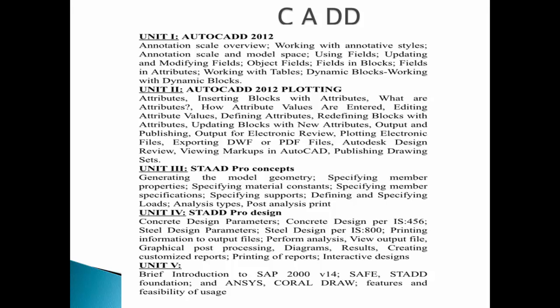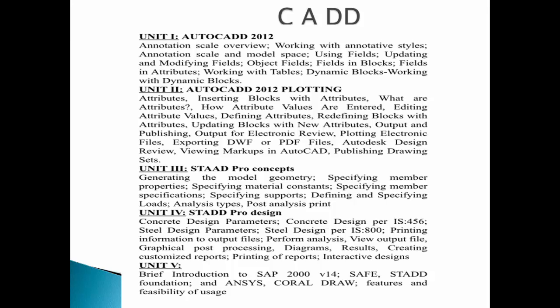Speaking of Unit 1, we have annotation scale, overview, and annotative style. Mostly we'll be dealing with annotations only. But the funny thing is that we can't just jump-start with annotation, because annotation is just one part of AutoCAD, and if we start studying annotation only, it will be like starting from nowhere. So first of all we'll have a look at what is CAD, what is AutoCAD, then we'll start with AutoCAD basics, and then finally we'll reach annotation, then attributes, and then we'll start with the third unit, STAAD.Pro.